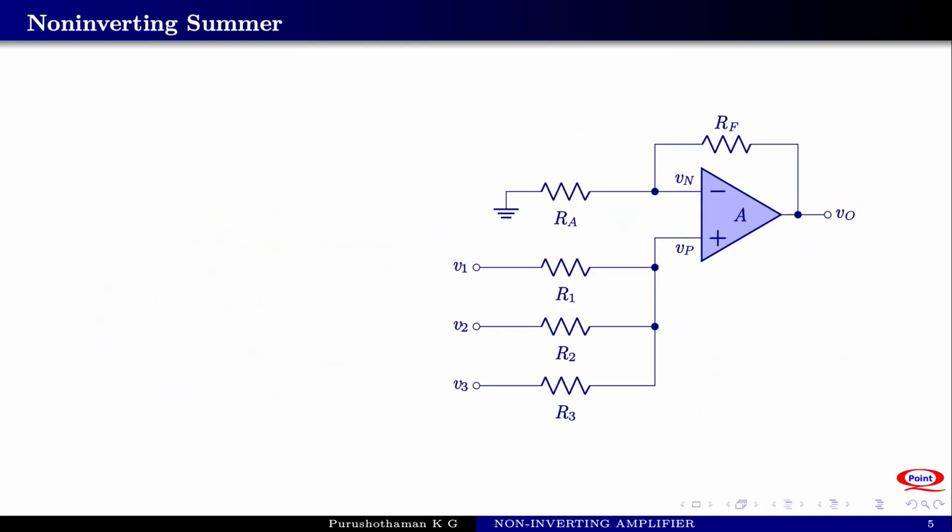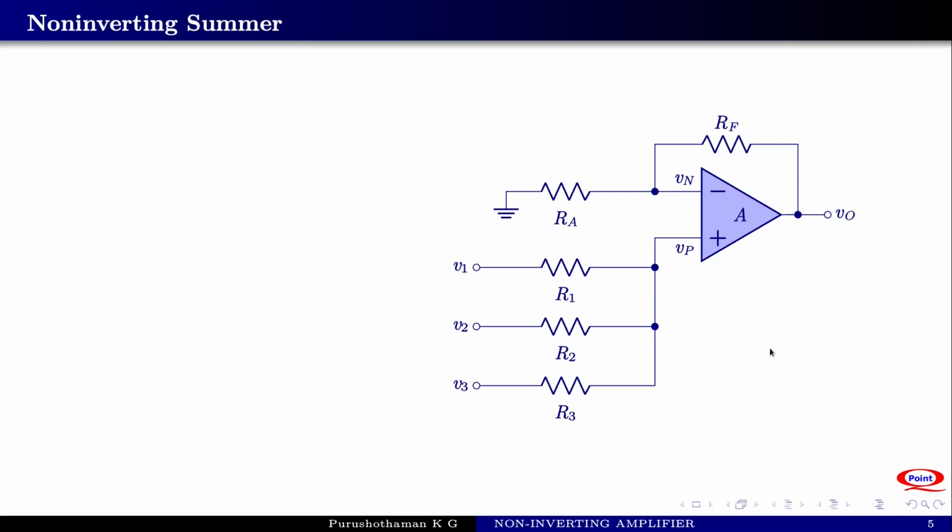The non-inverting summer, an application of a non-inverting amplifier. We already have discussed the inverting summer or the weighted summer. Similar to that, here assume that you have three voltage sources V1, V2 and V3 connected to the non-inverting terminal of the amplifier through resistors R1, R2, R3. In the inverting case, we have written V1 by R1 plus V2 by R2 plus V3 by R3 is the current or the total current.